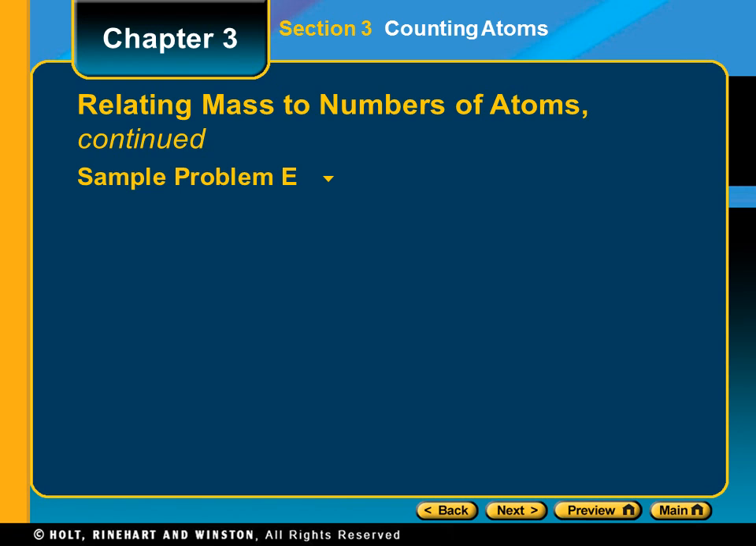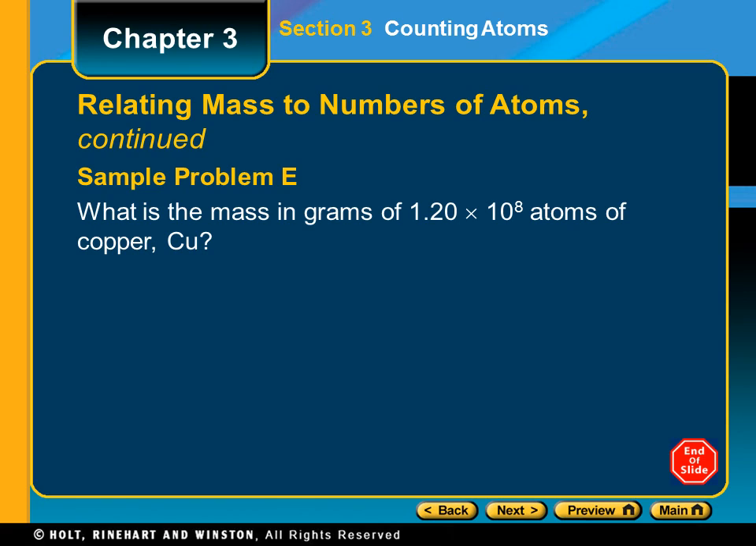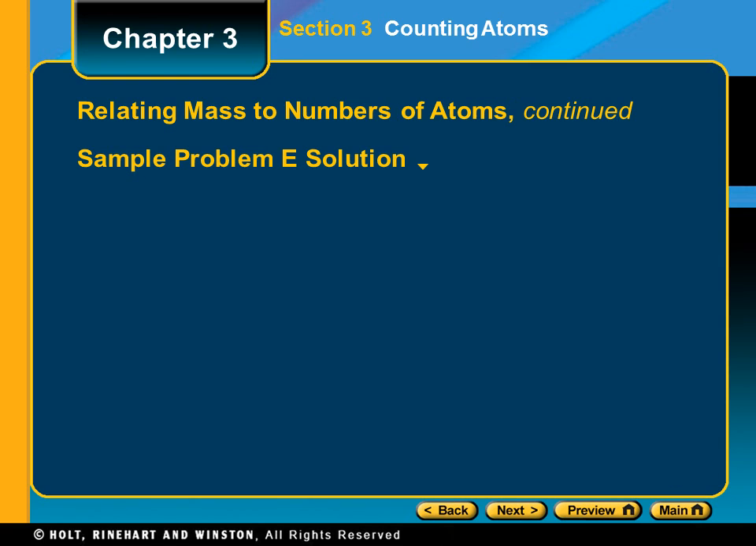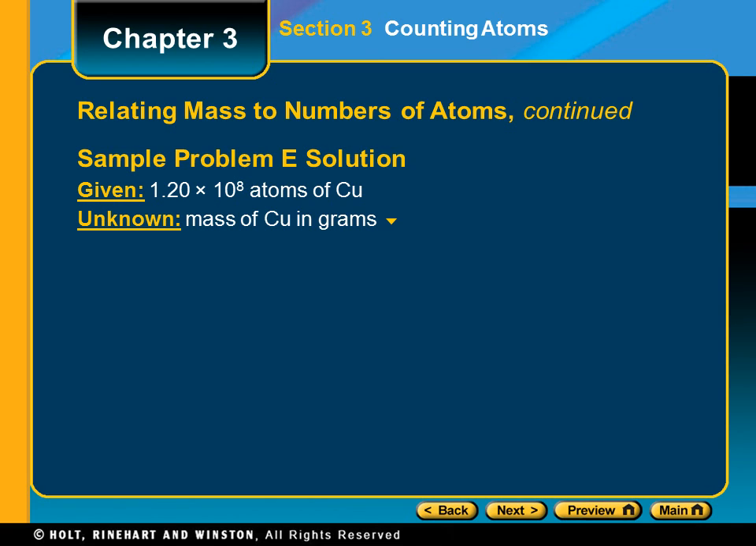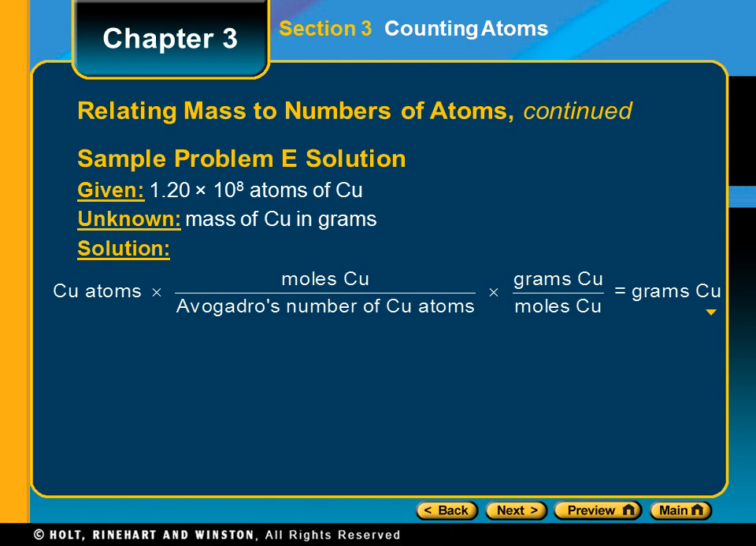All right, guys, we're going to look at this one last problem, kind of put it all together. What is the mass in grams of 1.20 times 10 to the 8 atoms of copper? So this is the big kahuna of these types of problems. Yes, I said big kahuna. Deal with it. You're given 1.20 times 10 to the 8 atoms of copper. You want to find the mass of copper in grams.